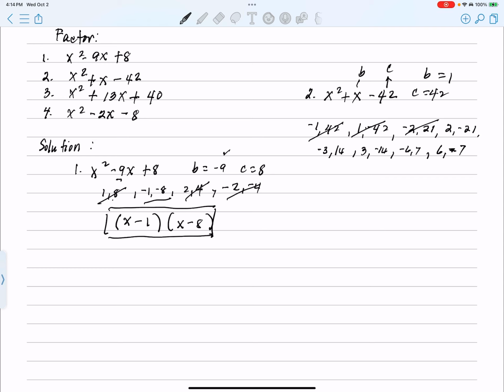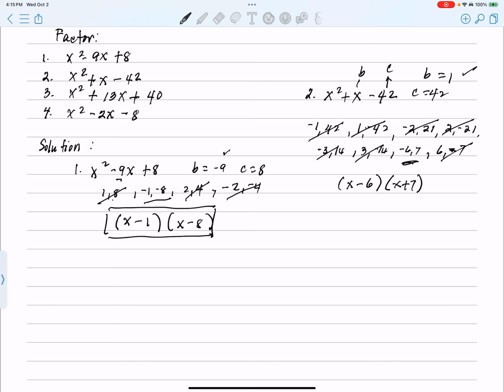2 plus negative 21, it's not. Negative 3 plus 14, it's not positive 1. 3 plus negative 14, it's not 1. Negative 6 plus 7 is giving you 1 when you add. 6 plus negative 7 is giving you negative 1. We are looking for the middle term, which gives you a positive 1. So that means your factors would be x minus 6 and x plus 7.